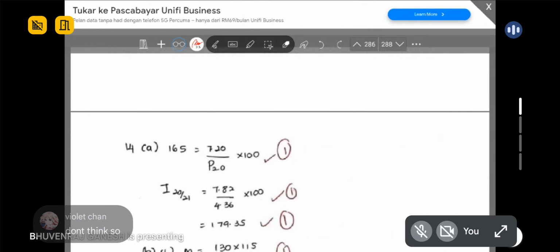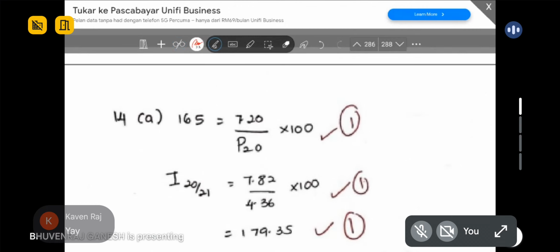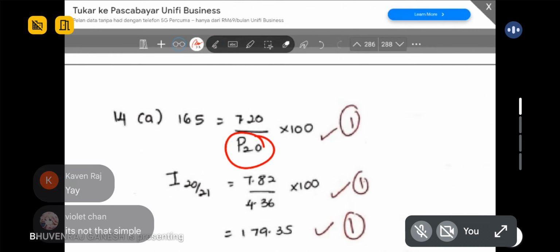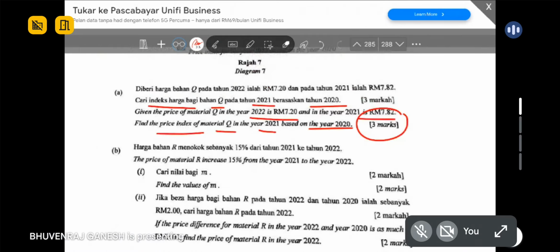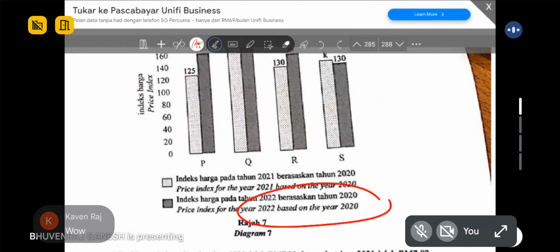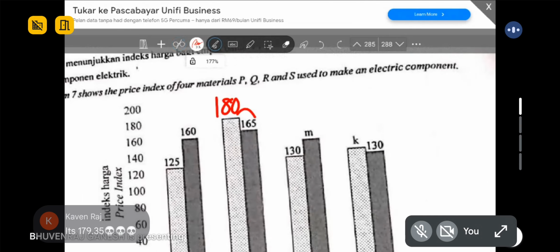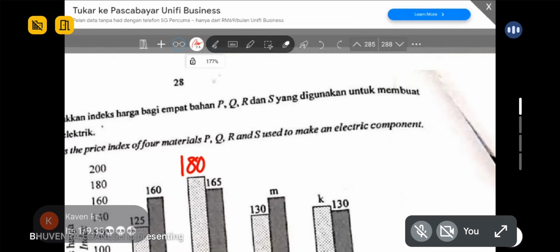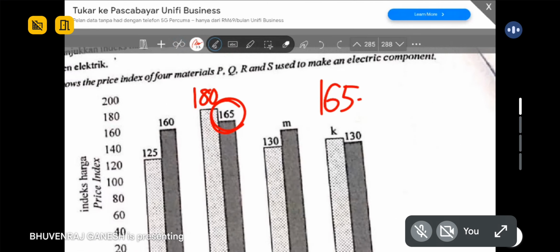So you guys must actually use this method. The first step, you can find the price in 2020, guys. Cari harga 2020. Yes, correct, Violet Chan. Nothing in AdMaths is easy one. So you see this one, guys: price 2022 based on 2020. So you use this information, 165. So 165 equals P22 over P20 times 100.